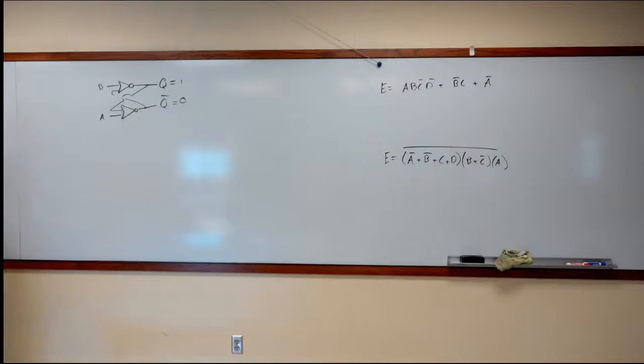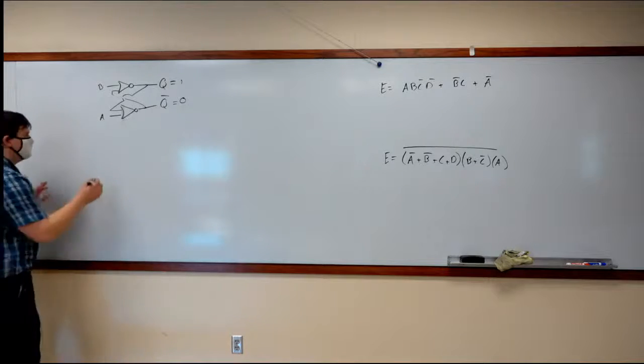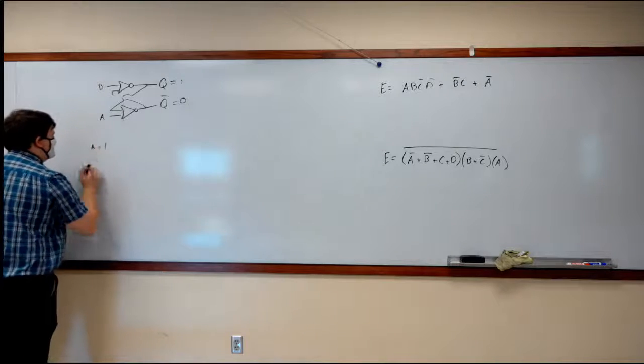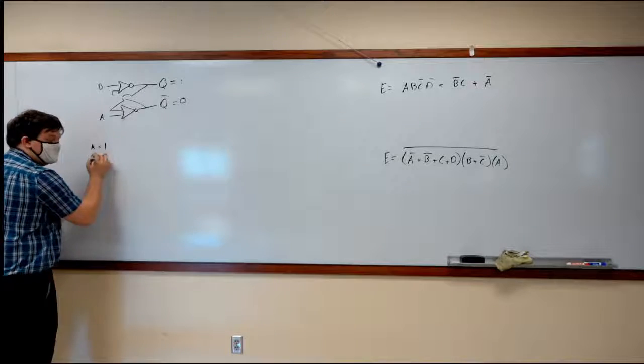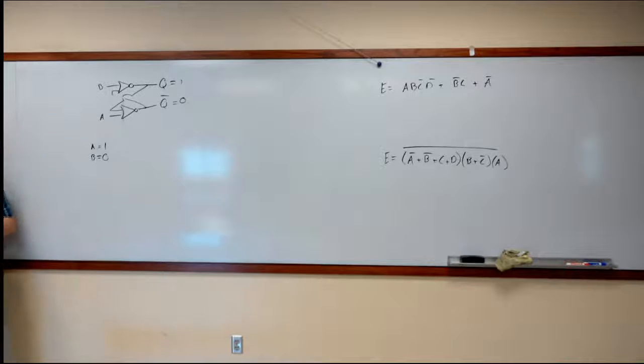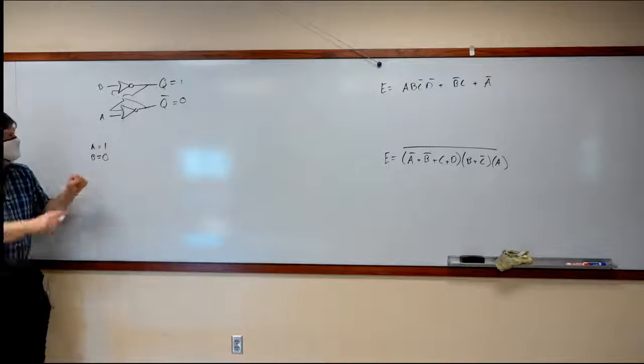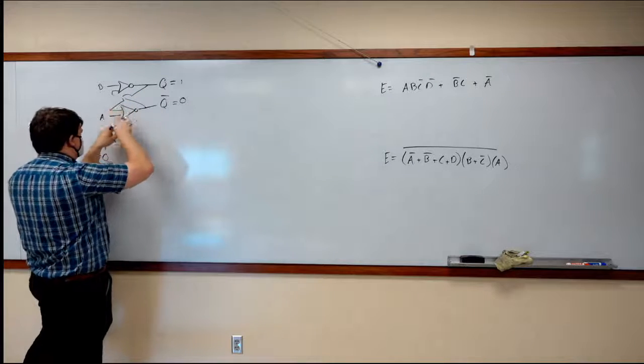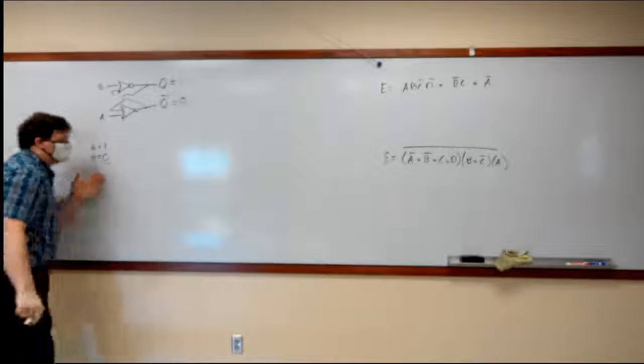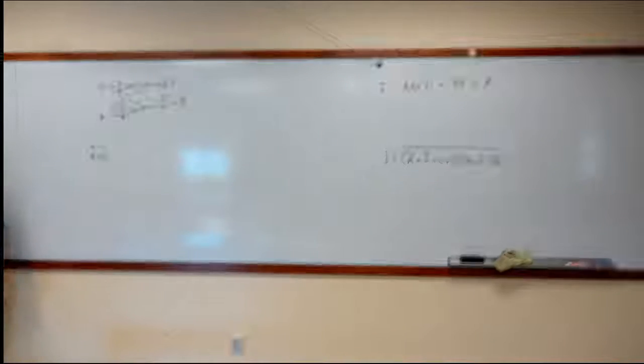Well, let's go ahead and plug weird stuff in now, because we can do that. Let's set A is equal to 1, and B is equal to 0. Okay, so A is equal to 1. Well, the output of this one is 1, which means this is 0, which means this does not change the circuit whatsoever.